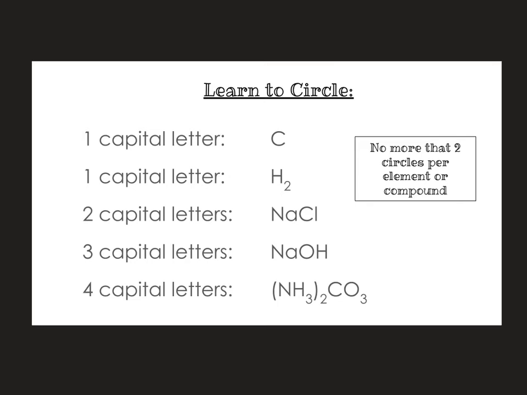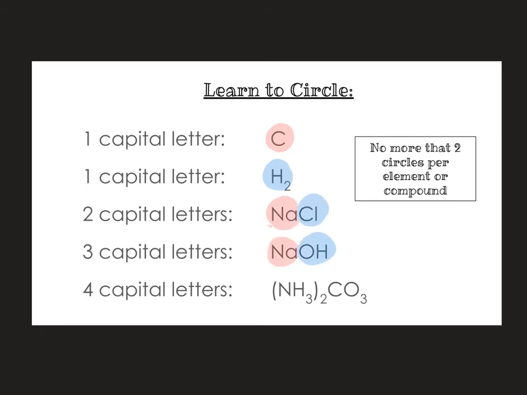Now to help us decide if we have an element or a compound, I like to use my circle method. We're going to put a circle around every element. I've already done the first 2 for carbon and hydrogen. Even though hydrogen has a subscript of 2, it is diatomic, we're only going to put 1 circle because I'm only seeing 1 capital letter here. This method is going to help you visualize what type of chemical reaction we have so that we can look at which elements we're going to switch when predicting products.